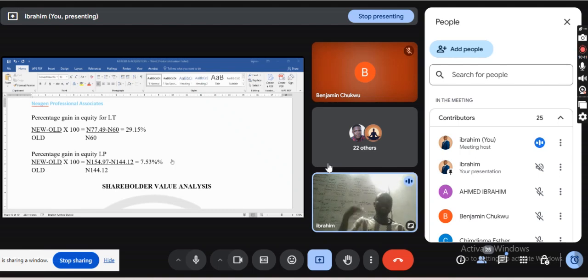The last one is the cost of capital, either the equity or the debt part of it. The cost of capital is the cost of borrowing. Now, these are what we call the seven drivers that could affect the value of the shareholders.